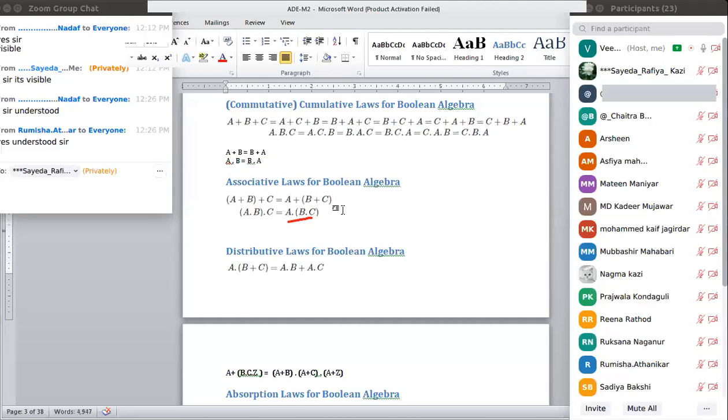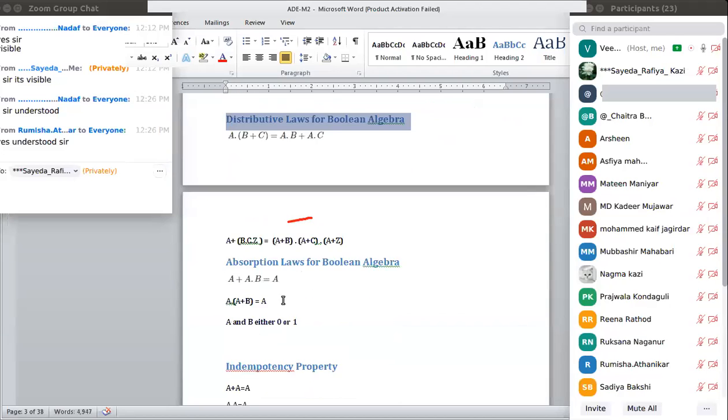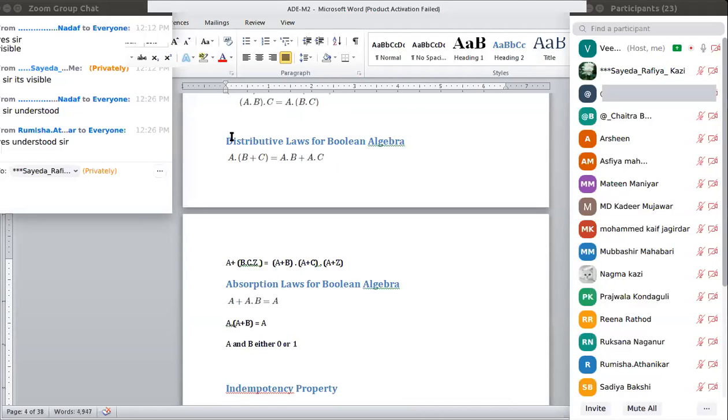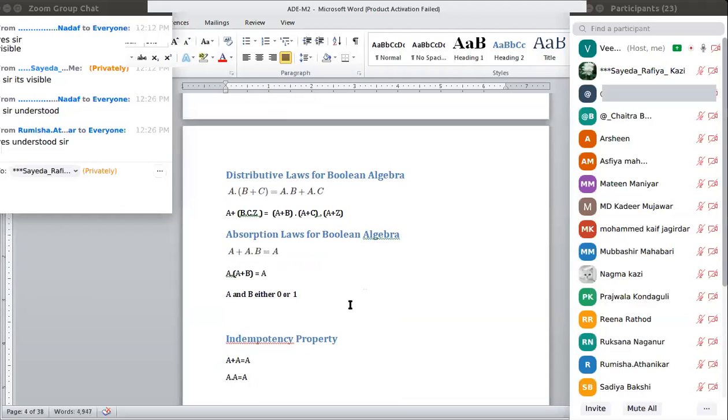So another 5 or 10 minutes is remaining for this class. We will just finish another three things. Next one, the distributive law. A dot (B plus C) is equal to A dot B plus A dot C. Simple. These are the main basic rules of mathematics, right?